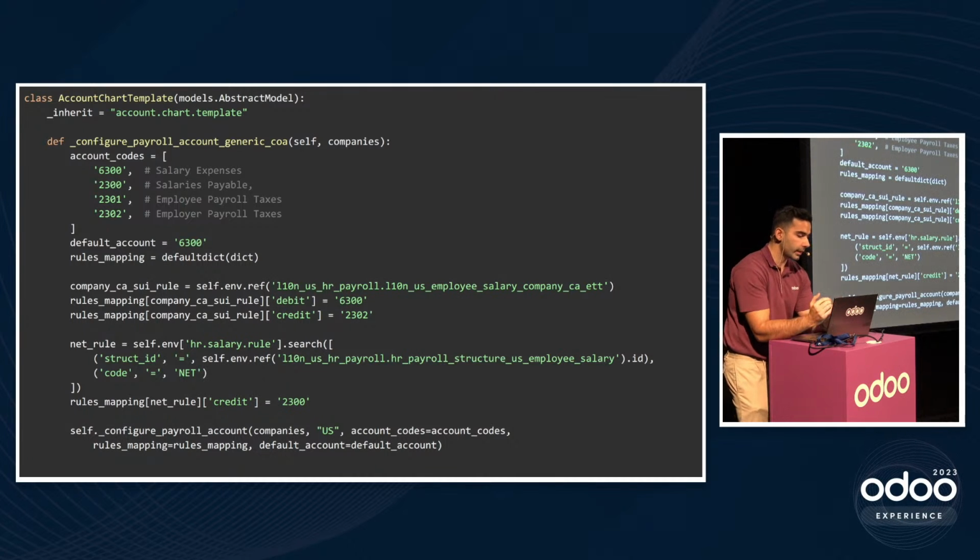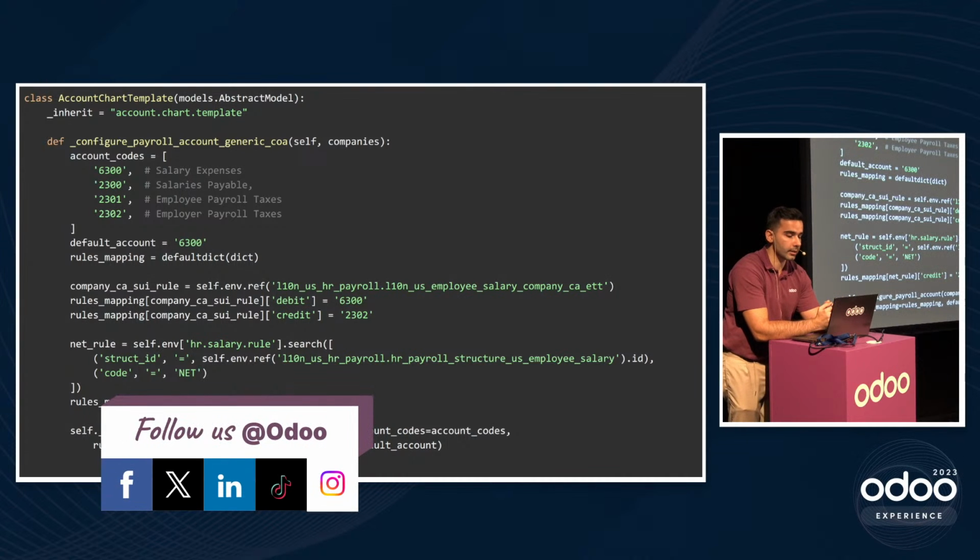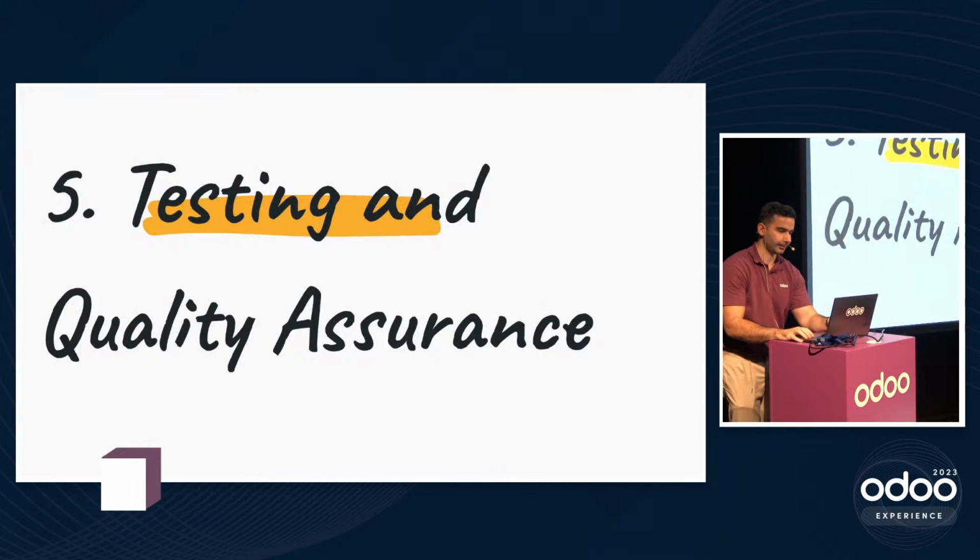First, you list all the accounts that we will use. Second, you set the default account that is used in the case we have to create a balancing account entry. Then you define your mapping. For instance, we can link the Californian EDT rule to a debit and a credit account. Then we link the net salary rule to a credit account, for example. And last, you call configure payroll account with all the different objects that you use in the method, and it is as simple as that.